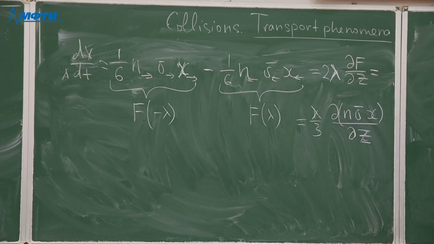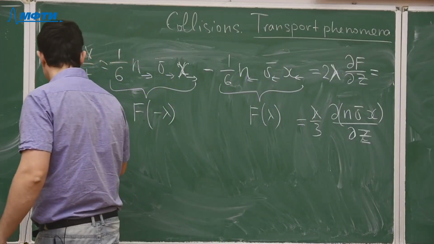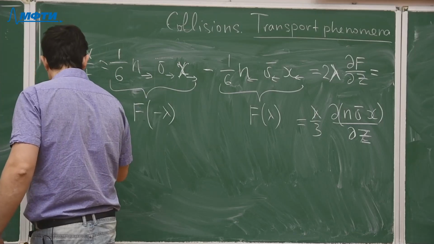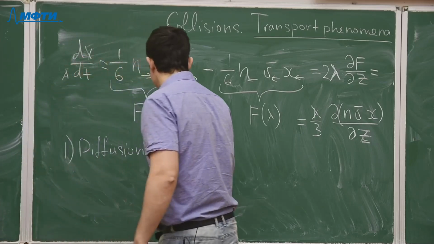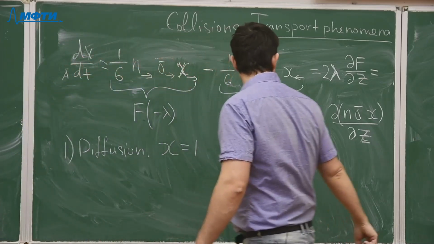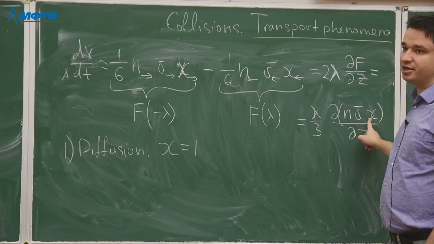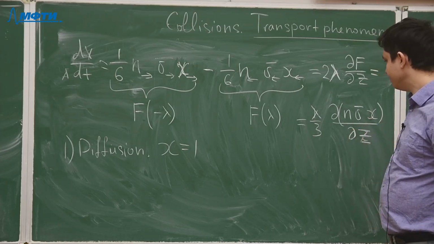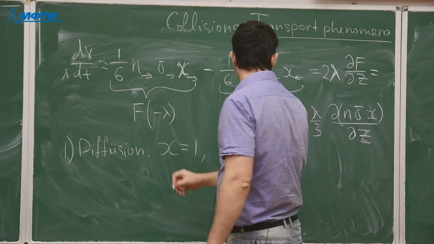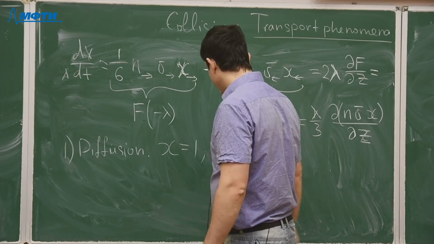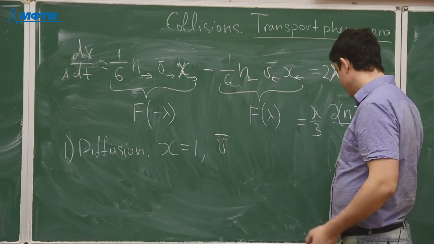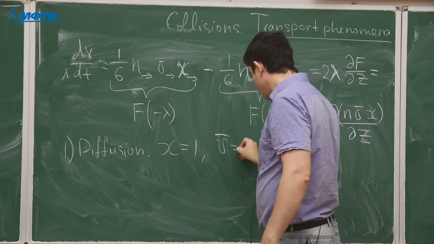Okay. Now let's apply this equation to all of these transport phenomena. Let's start with diffusion. In the diffusion, we know that x exactly equals 1. So actually, this is the constant which can be taken out from the derivative. In the diffusion, we also know that temperature throughout the system remains constant. So mean speed is also constant and can be taken out from the derivative.